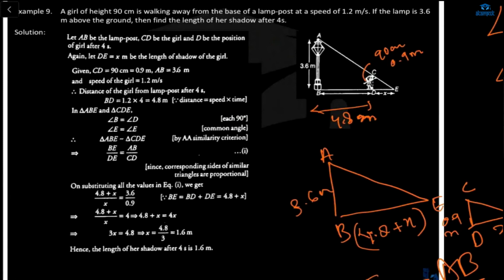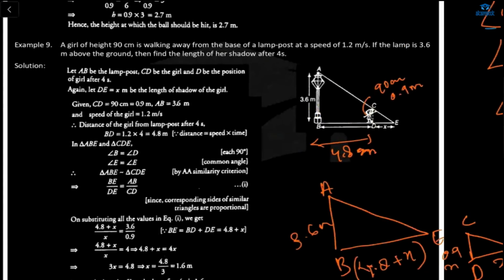See, the girl's height is 90 centimeter. The girl height is given. Okay, you understand the question here. Girl height is 90 centimeter, and she is walking away from the base of the lamp post. A lamp is there. From that lamp, she is walking away, and it is giving you at what speed she is walking away. She is walking away at a speed of 1.2 meter per second. Now, the lamp height is also given to you. The lamp is 3.6 meter above the ground, that is the height of the lamp.